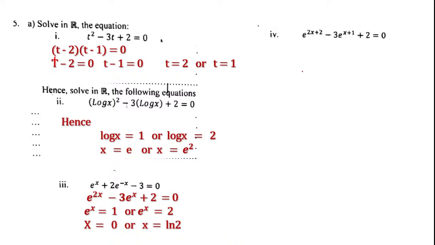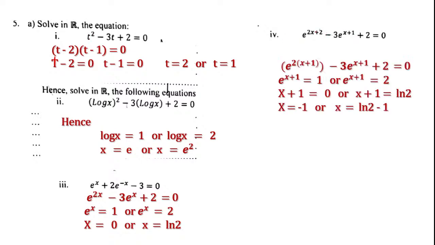And now you equally have this equation e to the power 2x plus 2 minus 3e to the power x plus 1 plus 2 equals 0. So with this one, they have replaced t by e to the power x plus 1. So that's what they have just done. So this one is the same as e to the power x plus 1 further raised to the power 2 minus 3e to the power x plus 1. Since our roots here were 1 and 2, e to the power x plus 1 should be equal to the first root, or e to the power x plus 1 should be equal to the second root.